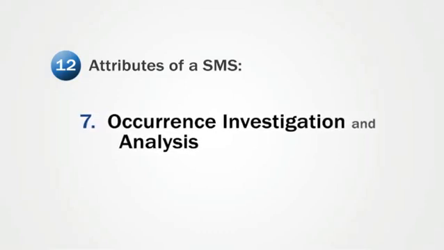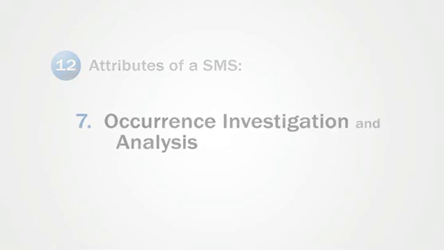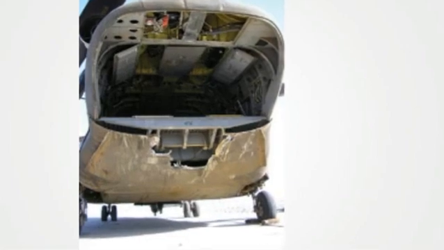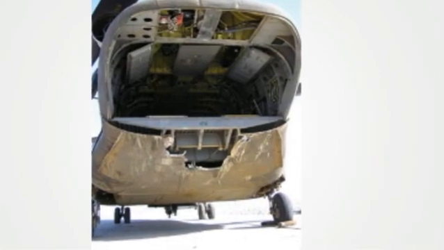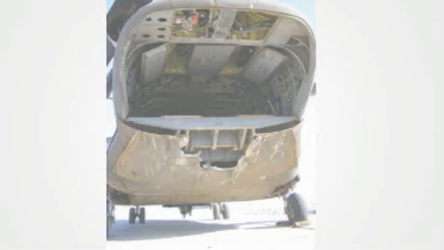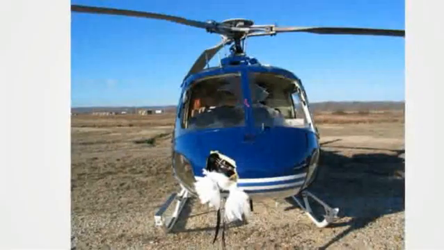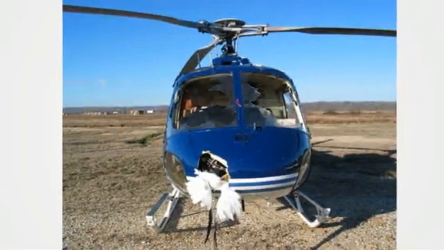Even though you have a safety management system where you'd like to think that you can prevent occurrences and accidents, they're going to happen. Ideally, your safety program will limit the frequency and severity of occurrences, but when they happen, you need to be ready to investigate so you can learn from them.